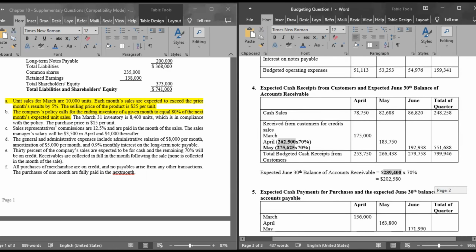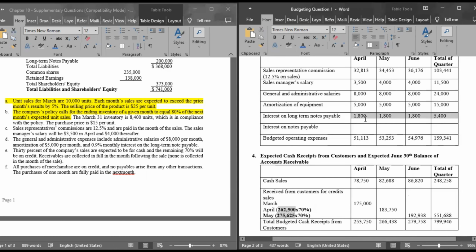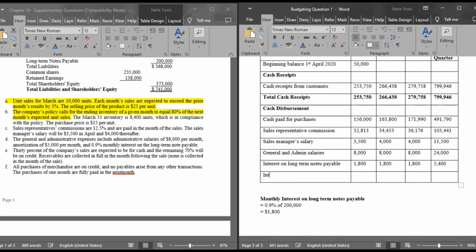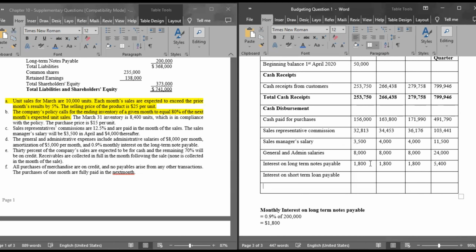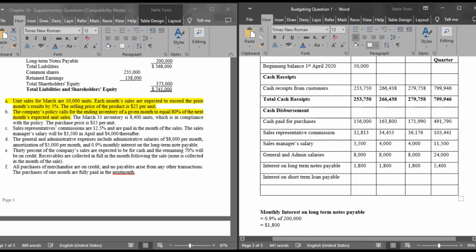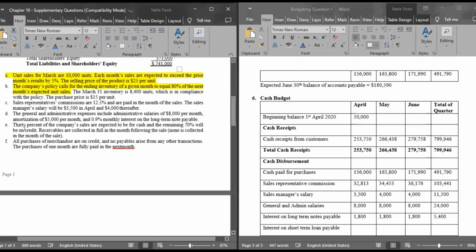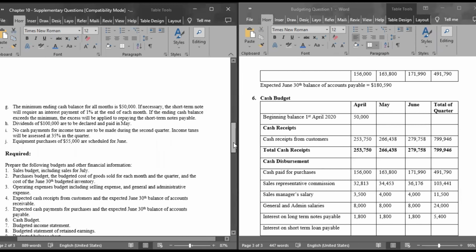So we already calculated this amount, interest on long-term notes payable, so we will write it down here. The next amount we need to pay is interest on short-term loan payable. We don't know about it so far, but we will calculate it in this budget. So these are all the cash receipts and cash disbursements.